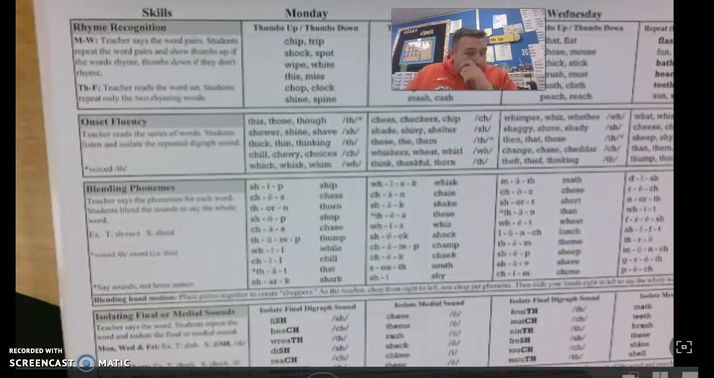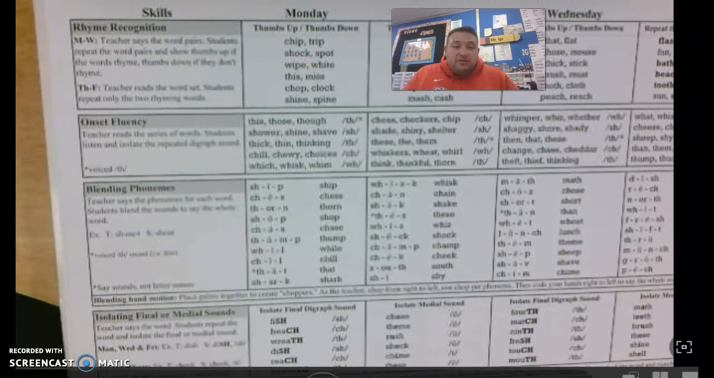Next up, we have our onset fluency, and we're working with digraphs. So the TH, SH, CH, and WH. So they'll read the three words, this, those, though, and you have to say the digraph. Next up, we're blending, so they're going to chop, sh, and you will blend it to ship.